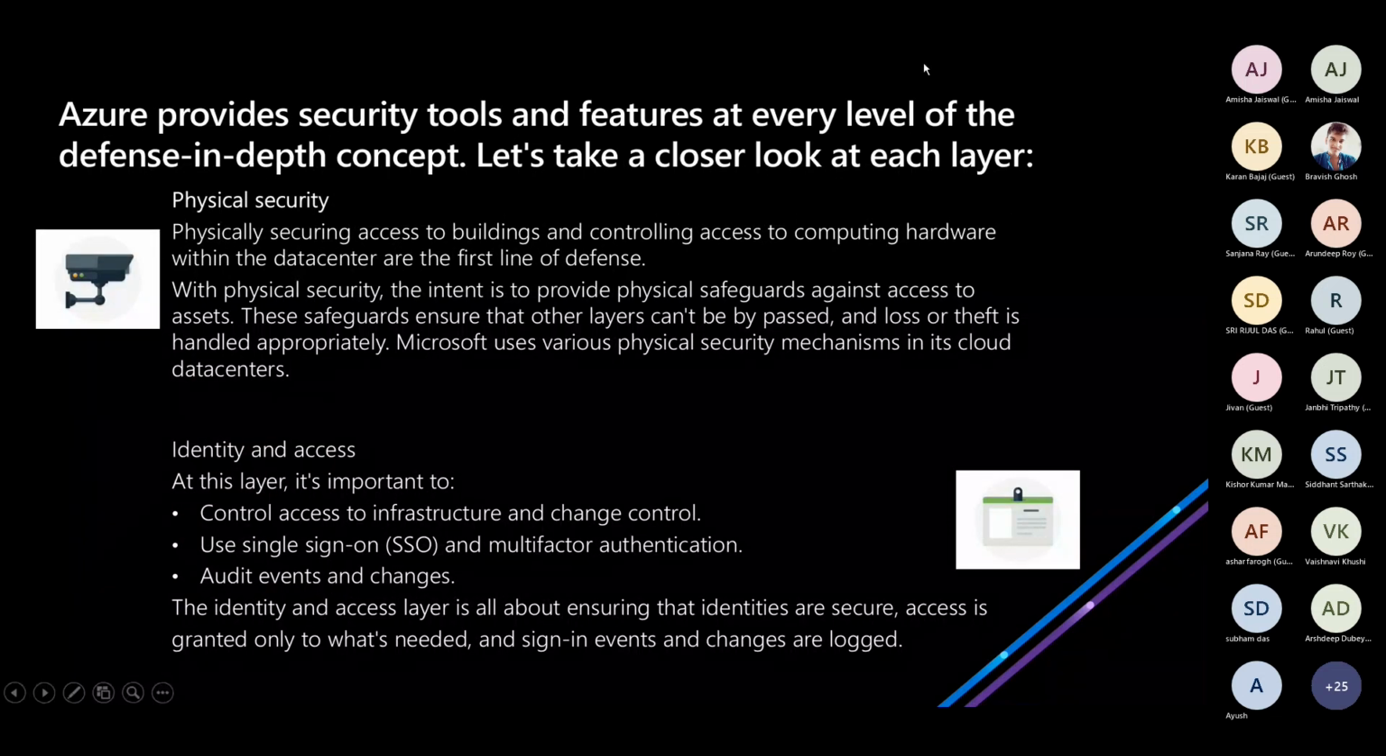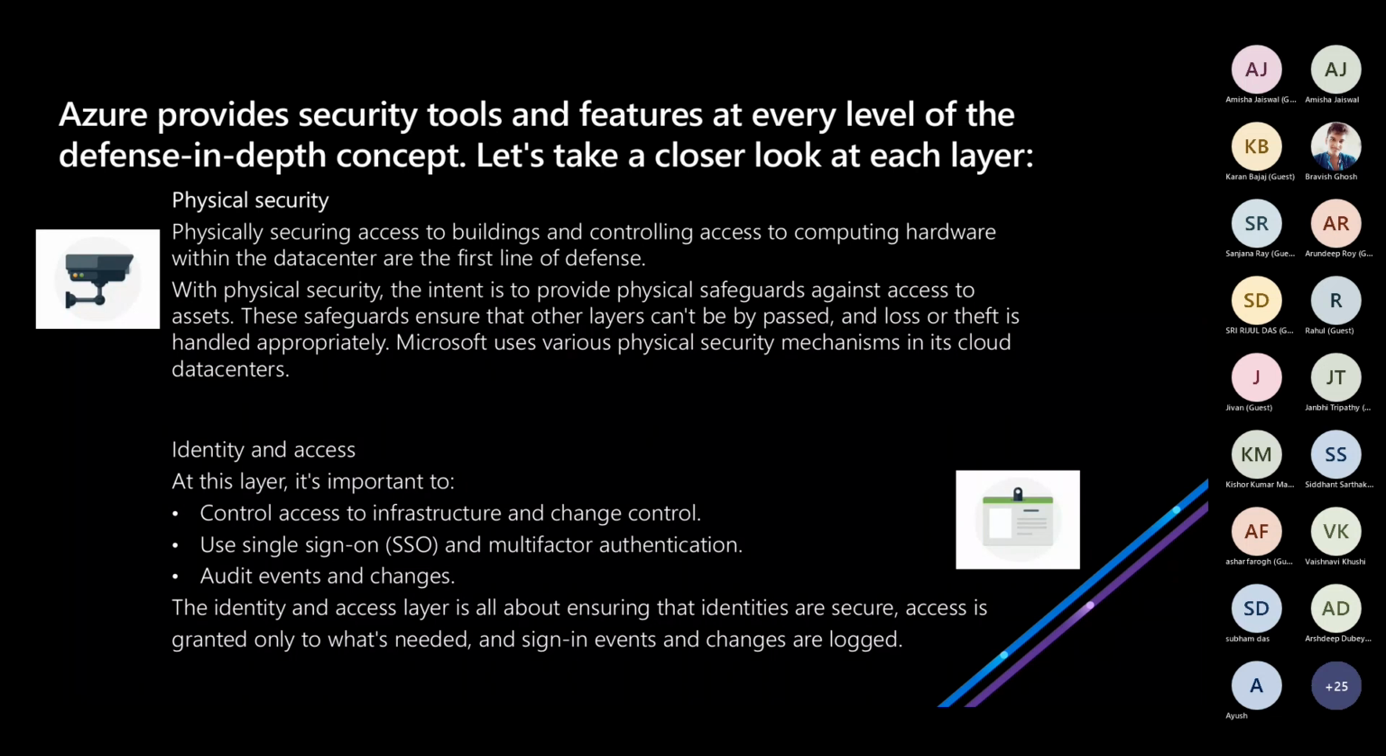Azure provides security tools and features at every level of the defense in depth concept. Let's take a closer look at each layer. So the first one is physical security. Physically securing access to buildings and controlling access to computing hardware within the data center are the first line of defense. With physical security, the intent is to provide physical safeguards against access to assets. These safeguards ensure that the other layers can't be passed and loss or theft is handled appropriately.